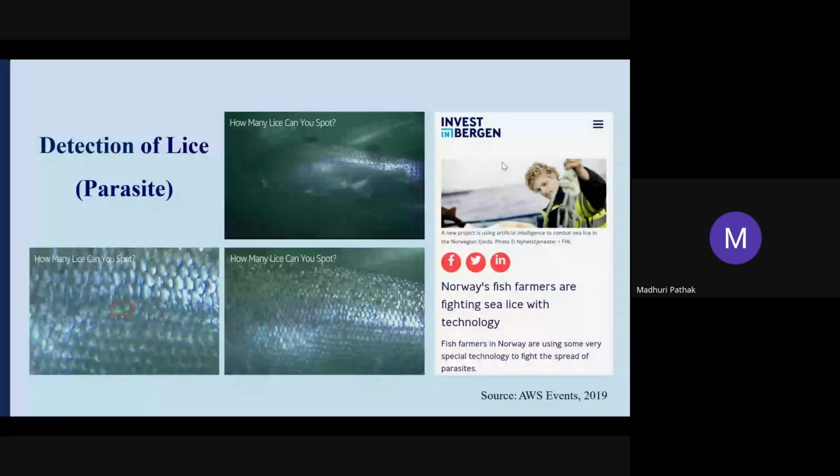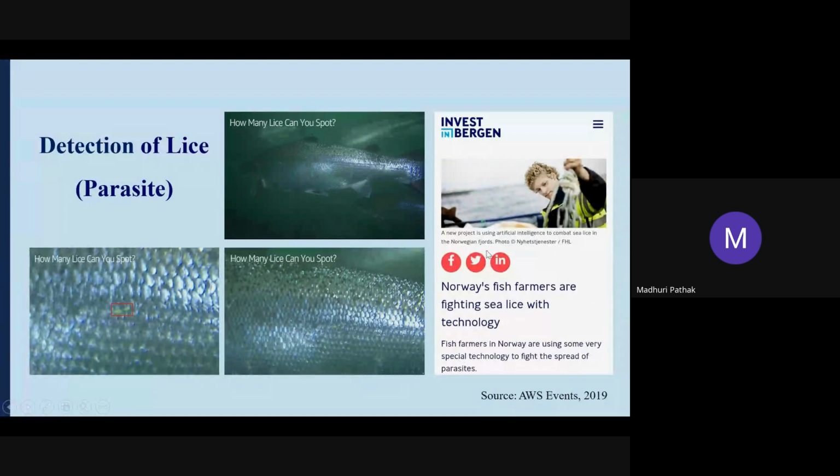In this image you can see the detection of fish parasite. Lice is one of the parasites you can spot visually. You can spot how many lice are over here. So the sensors will detect the surface of the fish and detect what has exactly happened.